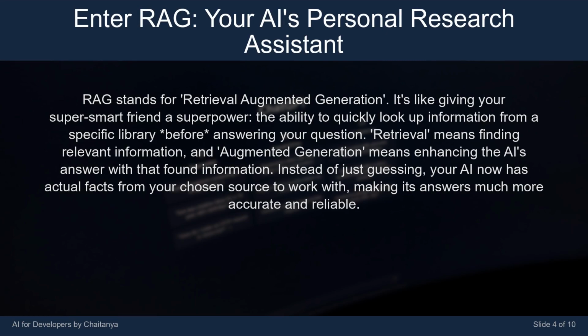RAG stands for Retrieval Augmented Generation. It's like giving your super smart friend a superpower. The ability to quickly look up information from a specific library before answering your question. Retrieval means finding relevant information, and augmented generation means enhancing the AI's answer with that found information. Instead of just guessing, your AI now has actual facts from your chosen source to work with, making its answers much more accurate and reliable.